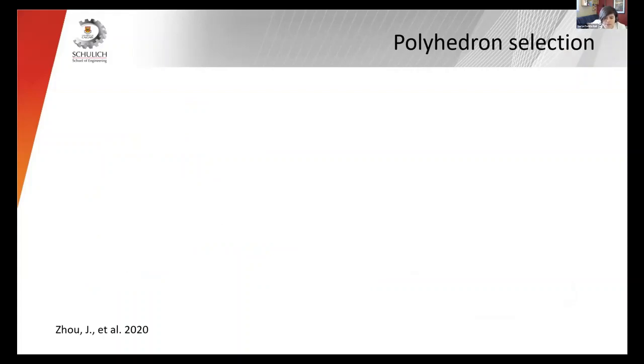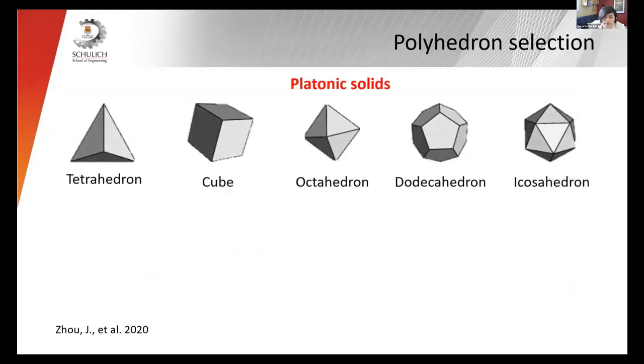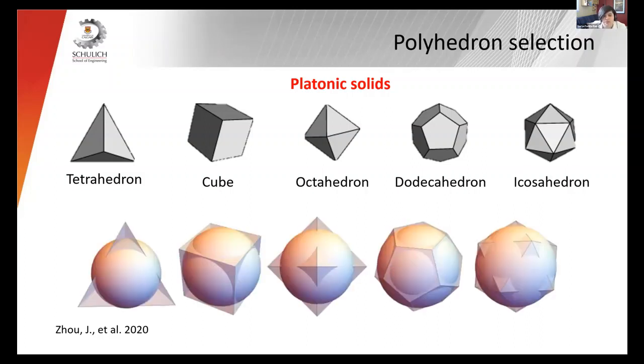So first, the polyhedron selection. They all start from regular polyhedrons called the Platonic solids. They are convex regular polyhedrons in the three-dimensional space, and their faces are regular polygons made of triangles, squares, and pentagons. And there are only 5 such polyhedrons shown in the picture. And these polyhedrons are used to model the globe, here represented as a sphere.